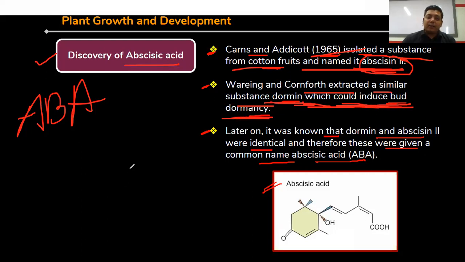Clear? So what is bud dormancy? A bud is a premature form of any axis that is involved in the growth of several branches, the apical bud, the terminal bud. You have already learned about them.